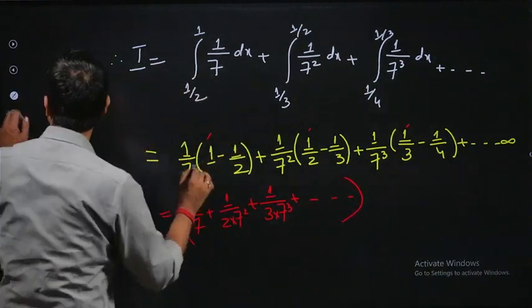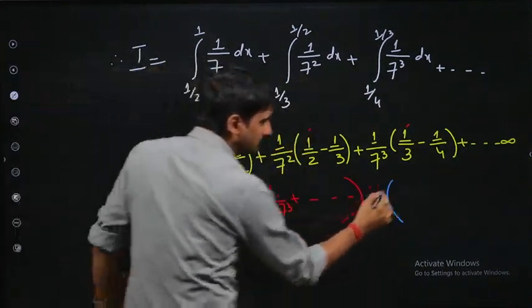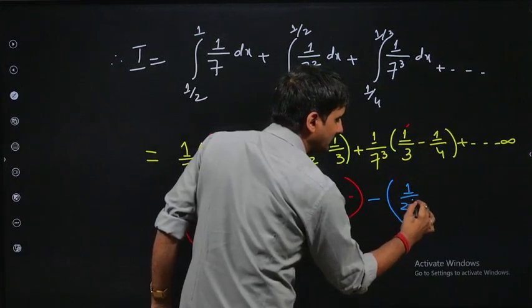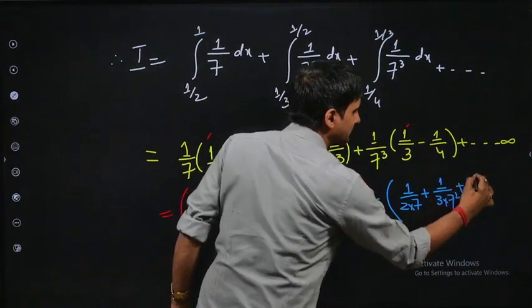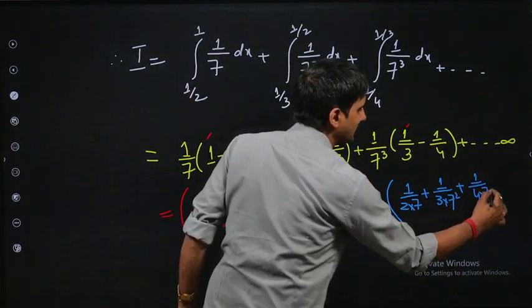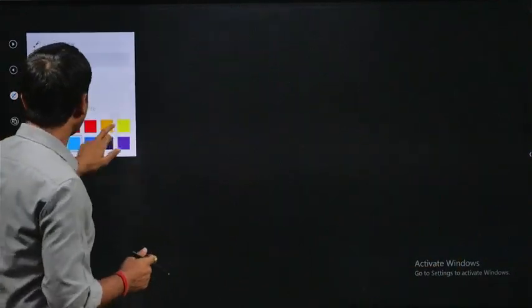This is one series. Similarly, minus times, collect all negative terms. So it's half into 7 plus 1 by 3 into 7 square plus 1 by 4 into 7 cube, and so on. Okay, now let's come to the important aspect here.